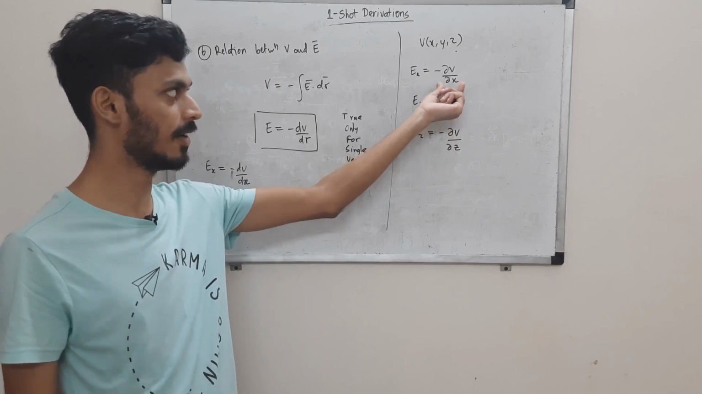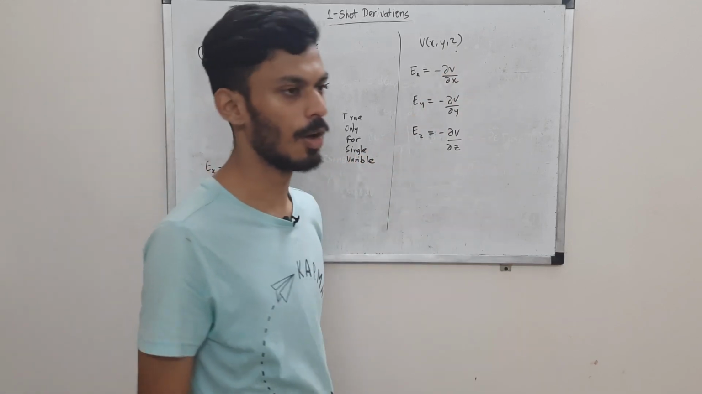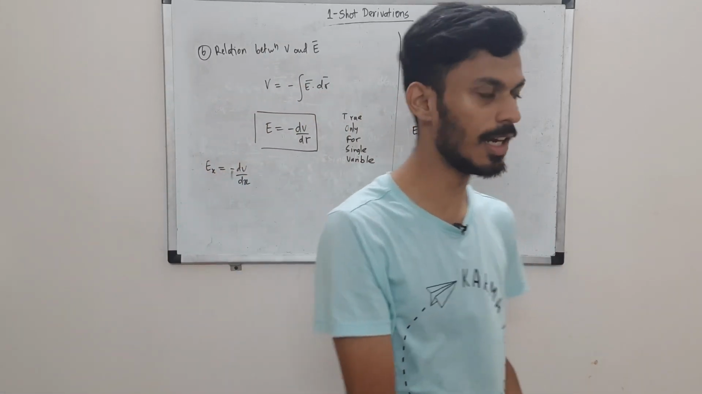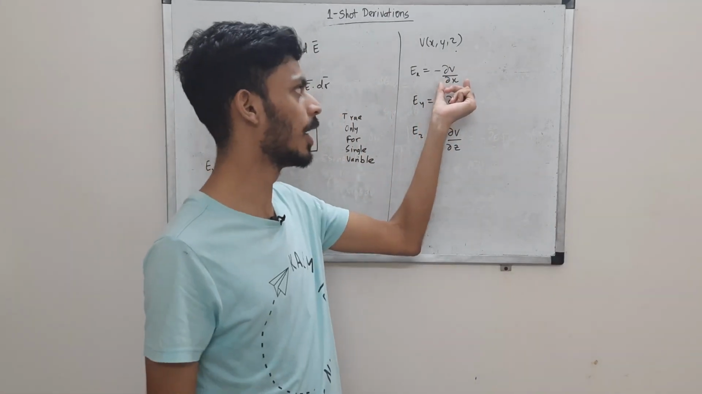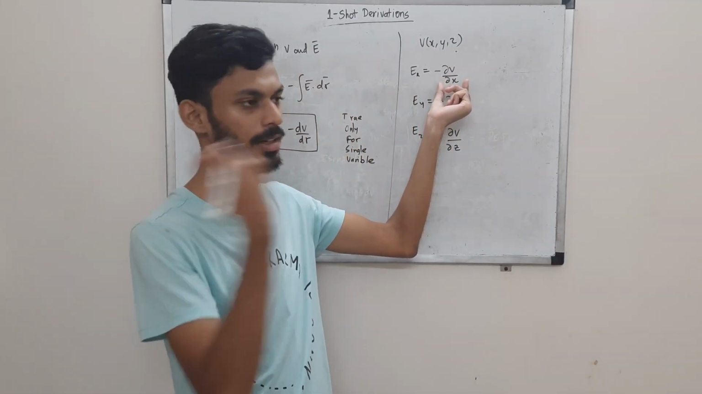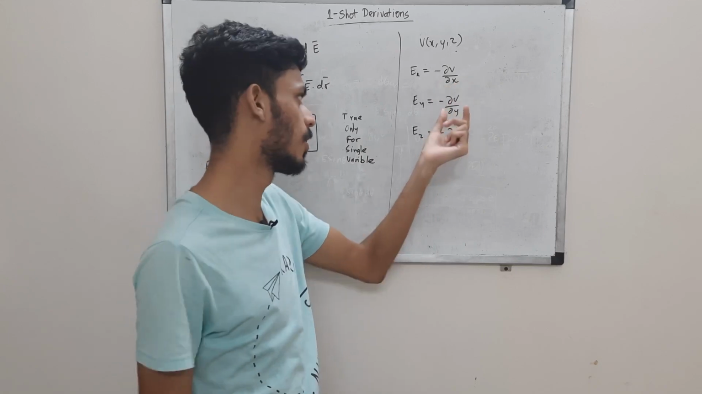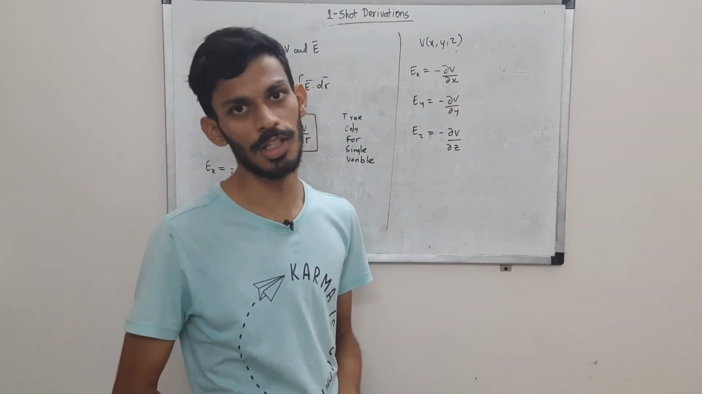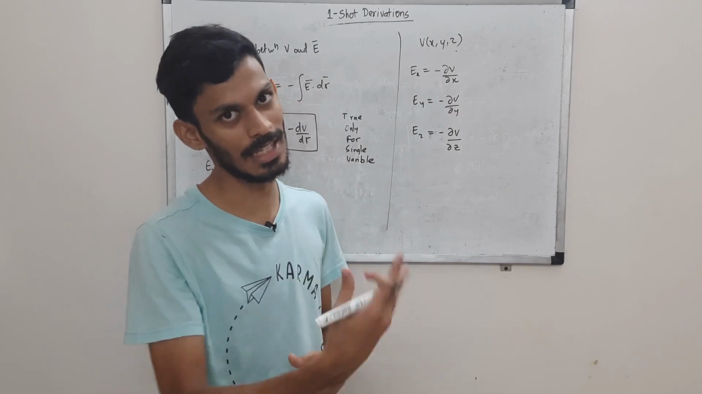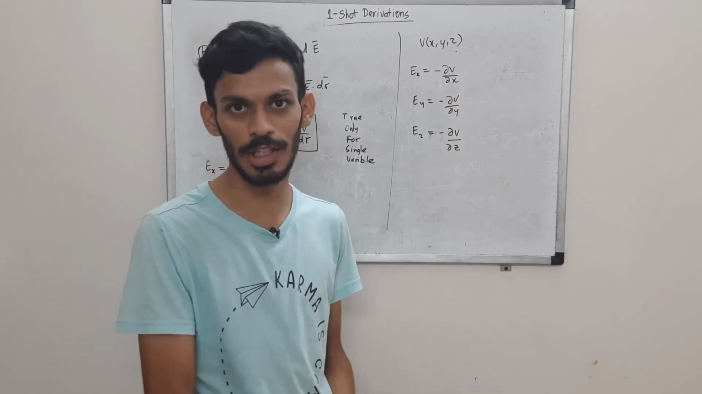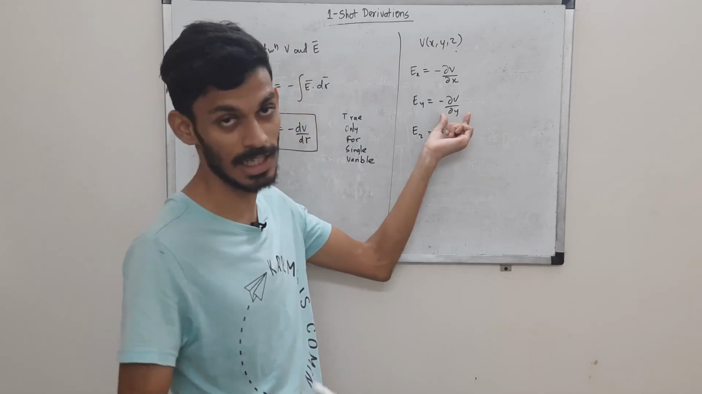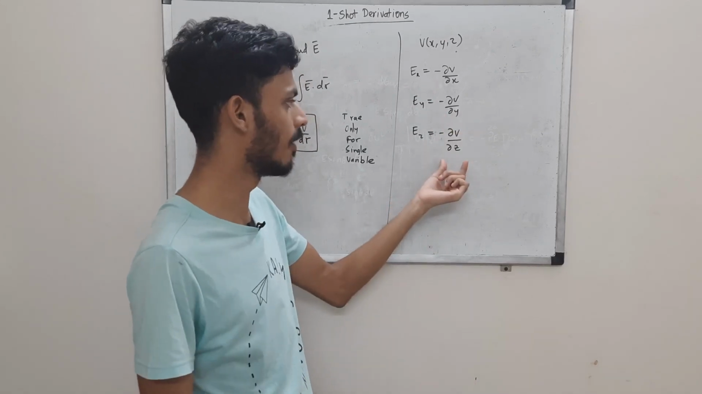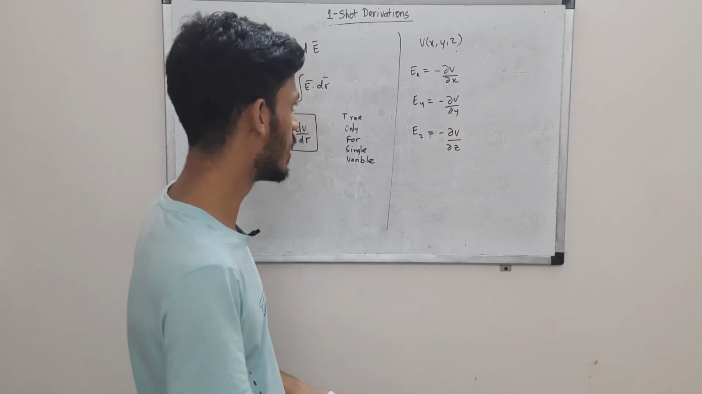This is the partial derivative with respect to x. Since your potential has terms x, y, and z, for this derivative we are going to consider x as the variable and all others as constants. Here y is the variable, and all the other variables, x and z, will be considered constants when you are partially differentiating with respect to y. Similarly for z, you get it.